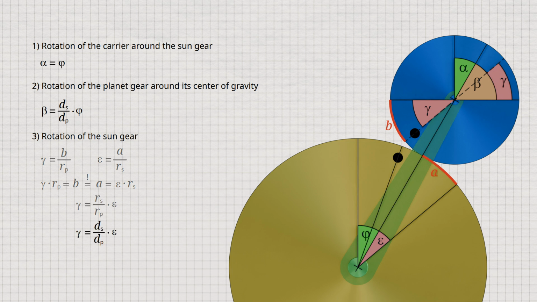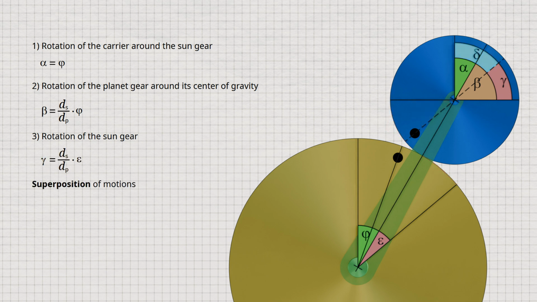Now let us summarize the individual motions. If the planet gear were fixed to the carrier and only the carrier would rotate by the angle phi within the time t, the orientation of the planet gear would change by the angle alpha. However, since the planet gear also rotates around its own center of gravity due to the rolling motion, it will also rotate by the angle beta.